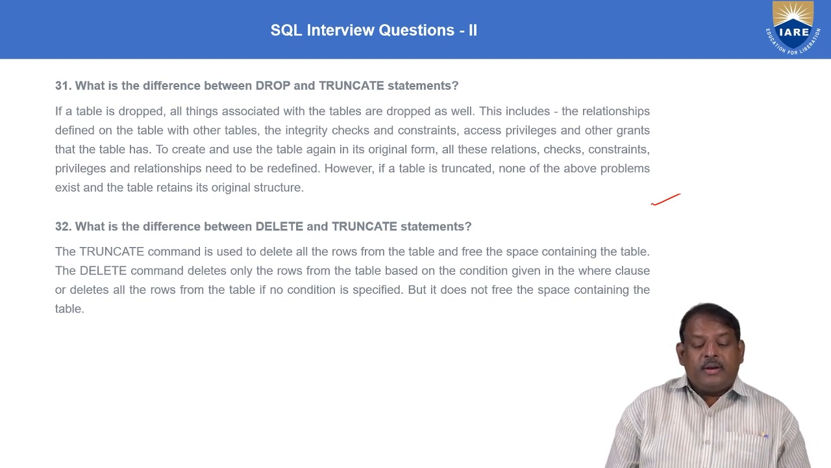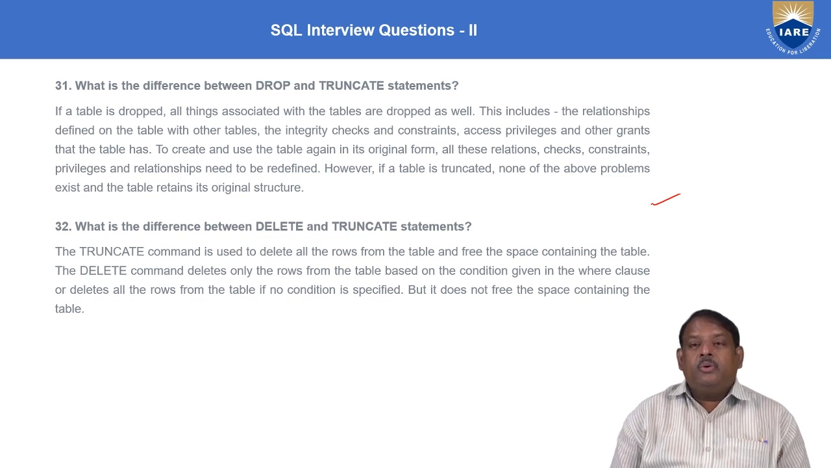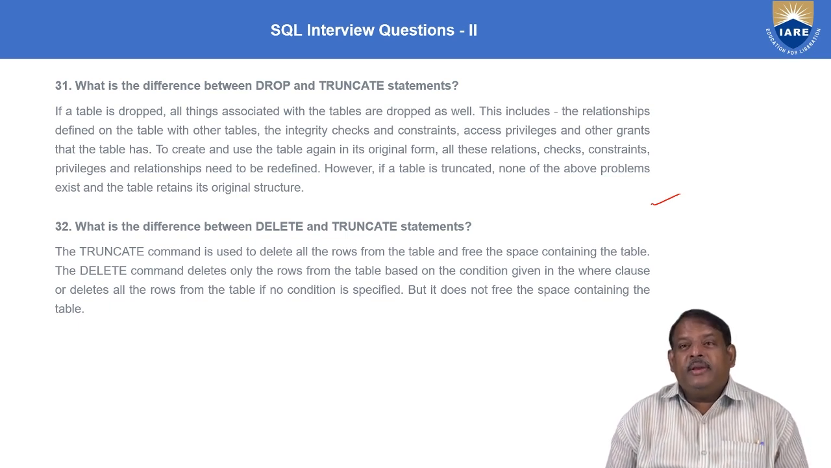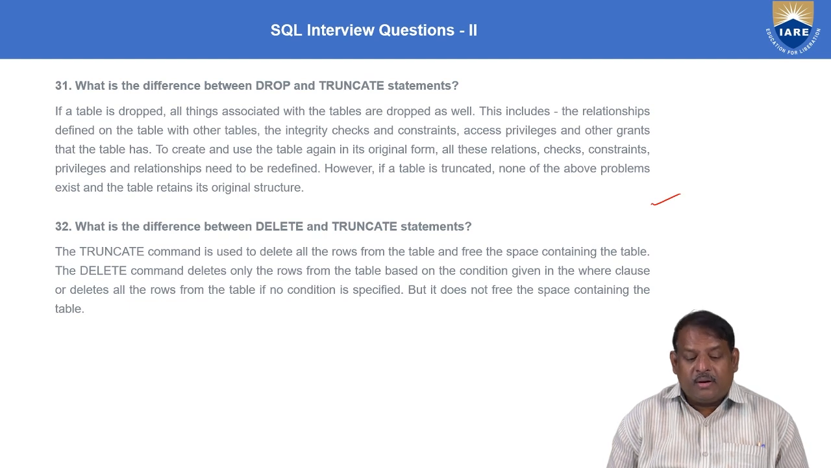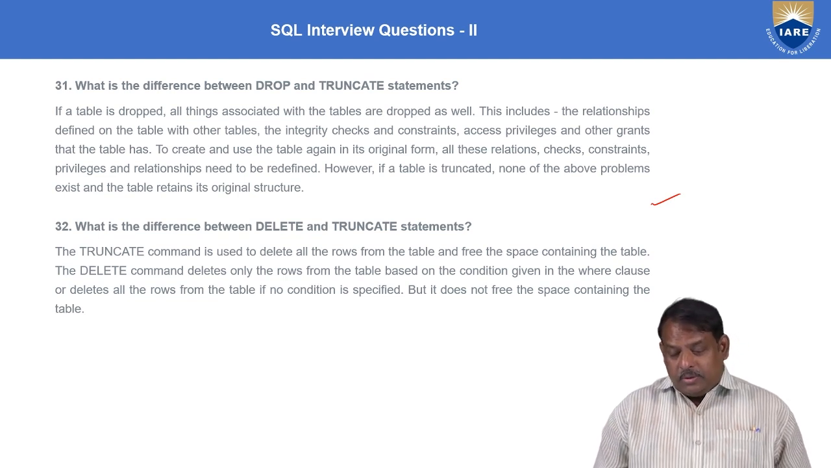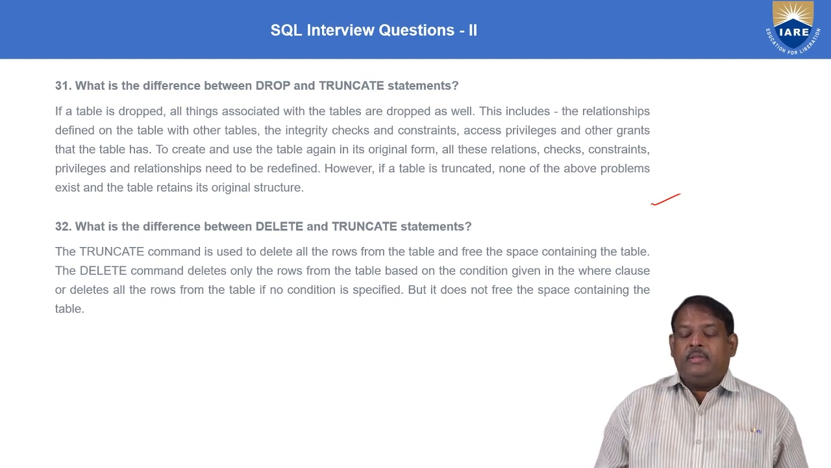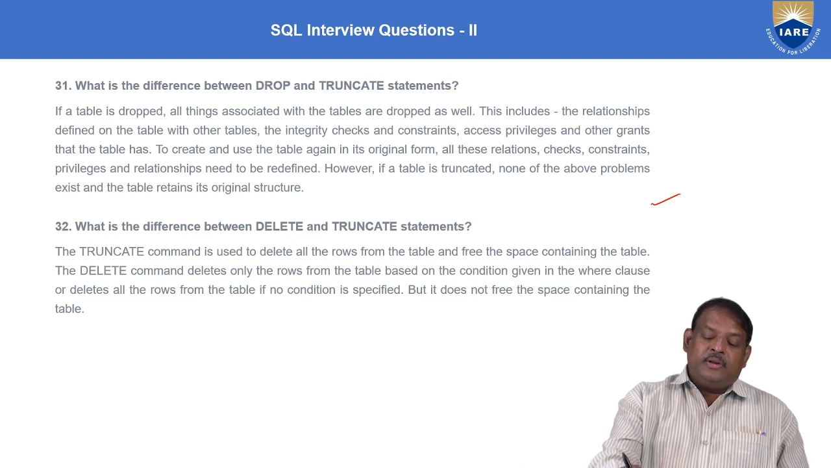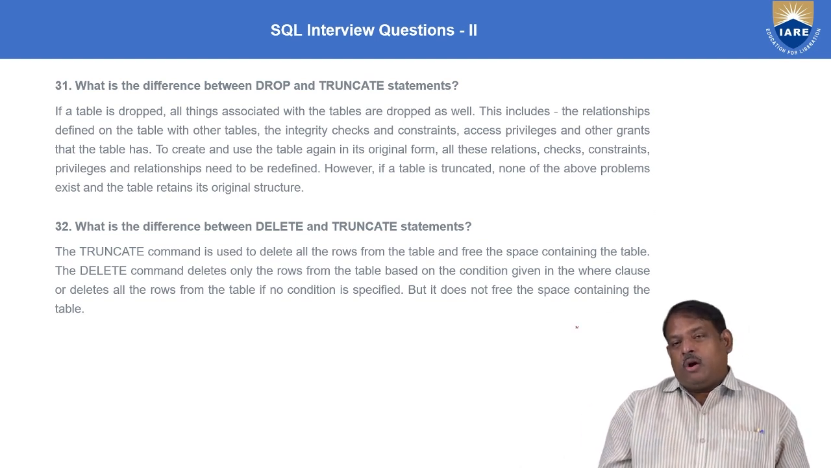The truncate command is used to remove all the rows from the table and free the space containing the table. The delete command deletes only the rows from the table based on a condition given in the where clause, or deletes all the rows when no where condition is specified. It does not free the space containing the table. Once you issue the delete statement, the amount of space occupied by those rows will not be released to the OS.